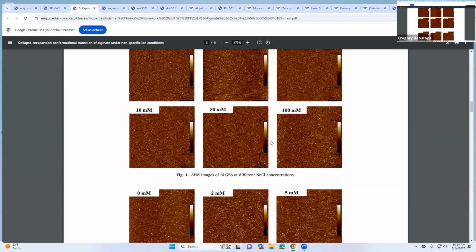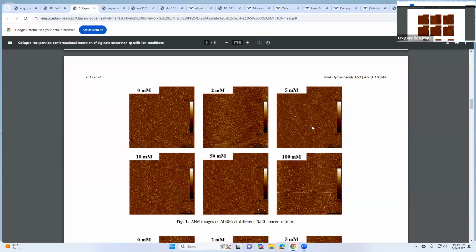And if you look at the pictures he gets, they look like they're monodispersed. You can see whatever you want to see in these pictures, right? And he says there's a dramatic change.